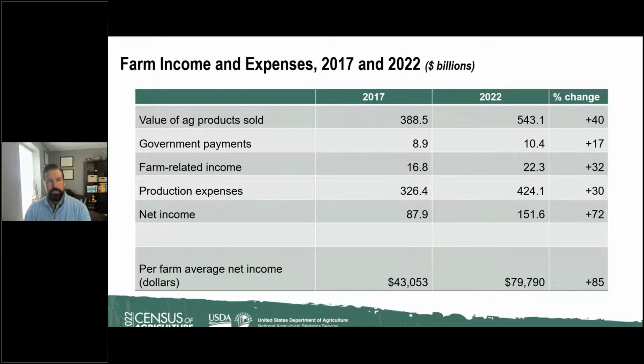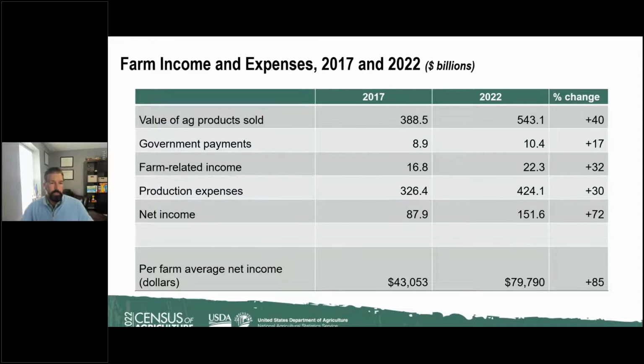The past few slides, we discussed the total value of agricultural products and farm production expenditure. The census also collects data on receipts from government payments and farm-related income. These data allow for the calculation of net income at multiple levels of aggregation, including state, county, and congressional districts. At the U.S. level, all income categories showed large uncharacteristic changes between census years. Between 2017 and 2022, net farm income increased by $36.7 billion. The average net farm income of $79,790 was up 85% from the previous census.